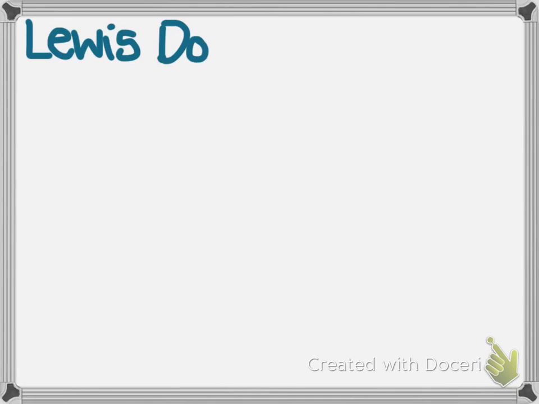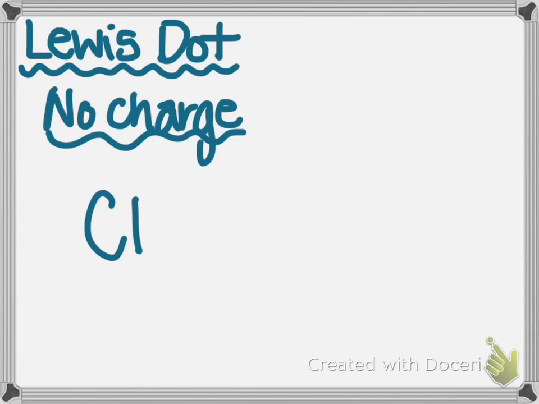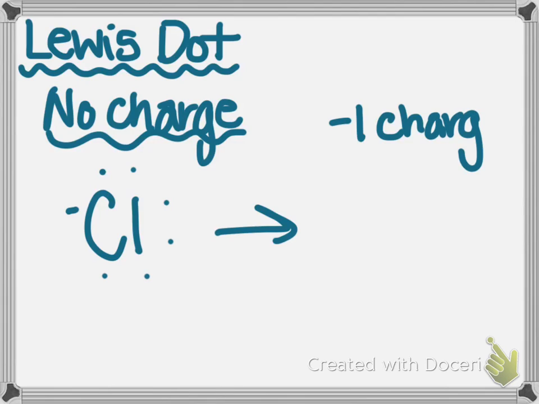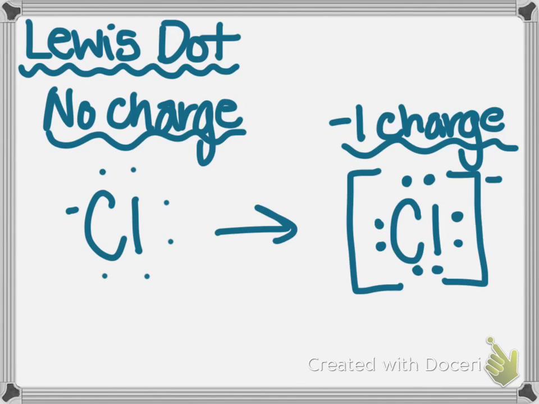Then our Lewis dot. I start by drawing what it would look like if I didn't have a charge. Without a charge, chlorine has 7 valence electrons. But we know that this one has a -1 charge. So -1 means it gained an electron. I'm going to show that I gained an electron by showing that electron that I gained. So here I now have 8 valence electrons in that shell. And I have to show my charge, and my charge in this case is a -1.